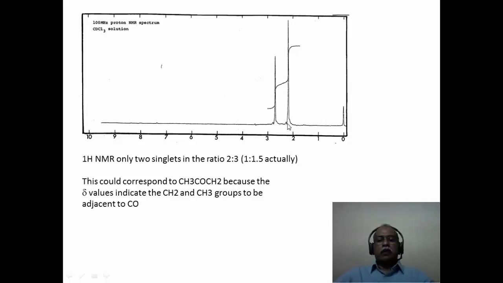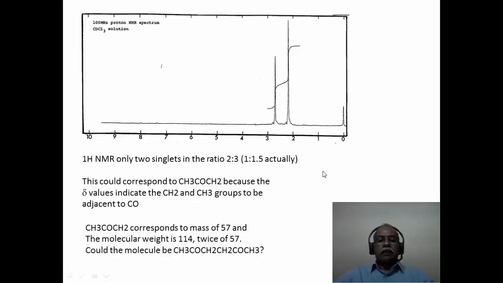Because of the chemical shift values, the two hydrogens of this signal here and the three hydrogens of this signal should be adjacent to a carbonyl functional group. We already have evidence in the mass spectrum as well as in the infrared spectrum for the presence of the acetyl group, for example. So most likely this is the fragment that would correspond to the NMR signal seen here.